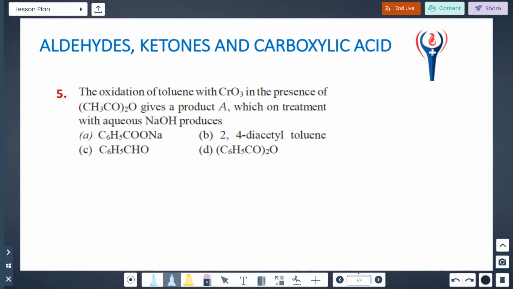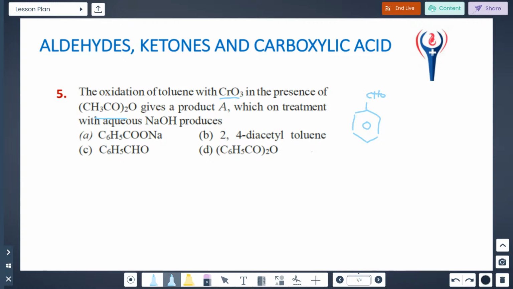The oxidation of toluene with CrO3 in presence of (CH3CO)2O gives a product A. So if you see chromic oxide and acetic anhydride, you must know this is called the Etard reaction. In the Etard reaction, we are always getting what? Toluene becomes aldehyde. Toluene is aromatic, no? So automatically A is what? Aromatic aldehyde. Aromatic aldehyde means it's benzaldehyde. Understood? It's benzaldehyde. So the product A is what?